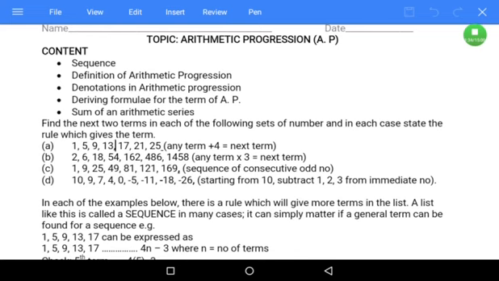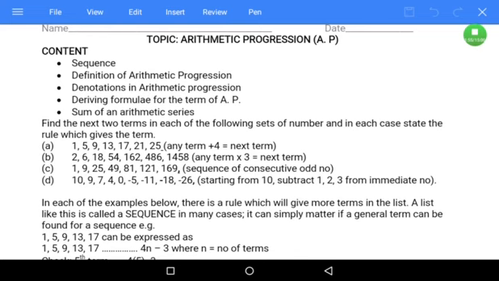Let's look at B. We have 2, 6, 18, 54, 162, 486. What did we do? Any term multiplied by 3 gives the next term. Very simple. For instance, 2 times 3 gives 6. 6 times 3, 18. 18 times 3, 54, etc. Can you see that?